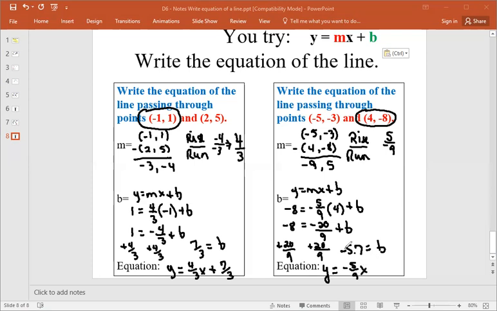So to write the final equation, y equals my slope up there, -5/9 x, and then I have to put b, -5.7. Keep in mind, I'm not going to put a plus -5.7, just the -5.7. That concludes this section.